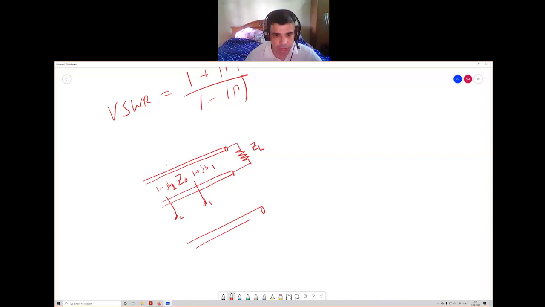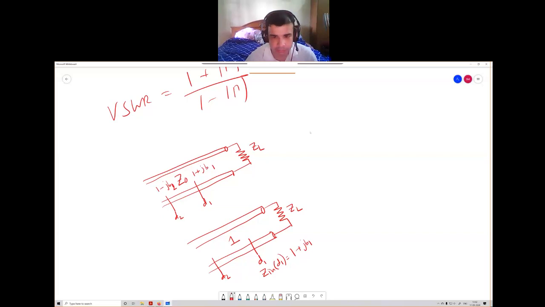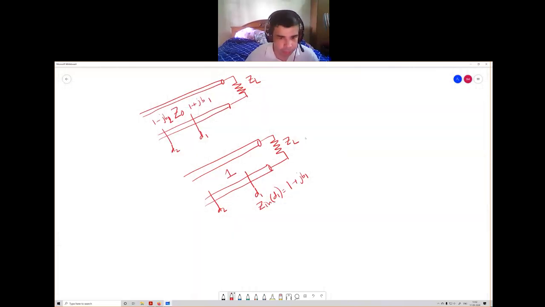I have a line whose normalized impedance is 1. I have terminated it with a load whose normalized impedance is ZL. And I have identified two points on the line, D1 and D2. At D1, the normalized admittance is 1 plus jB1, and at D2, the normalized admittance is 1 minus jB2. So it should be Y. Yes, Y, since we are dealing with admittance.